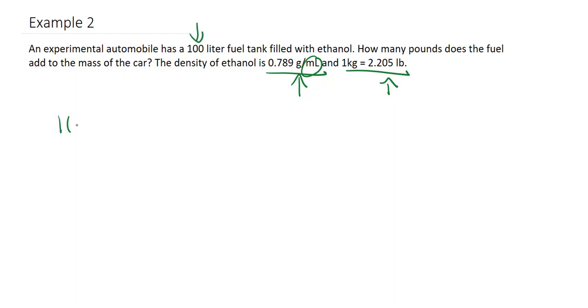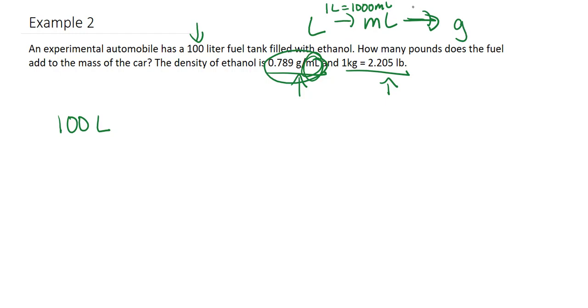So we know we have a 100-liter tank. Now, notice that if we need to find the mass, we could use the density. But notice how the density is in milliliters. So we need to go from liters to milliliters first. So we're going to use a conversion factor to liters to milliliters, right? So we know 1 liter is equal to 1,000 milliliters. Then we need to go all the way from milliliters to just grams.